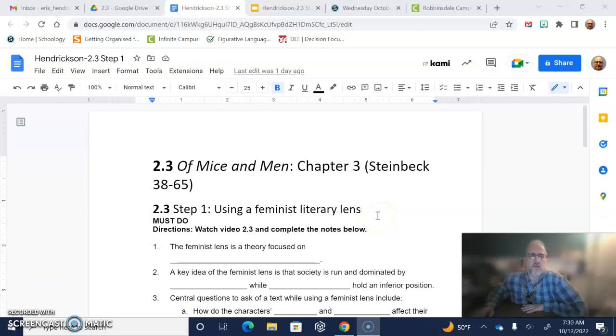Good morning and welcome to Chapter 3 of Of Mice and Men. So today we're going to be taking a look at analyzing text through a feminist literary lens.